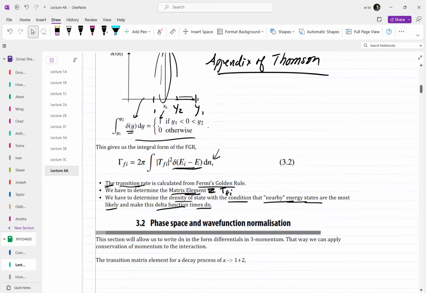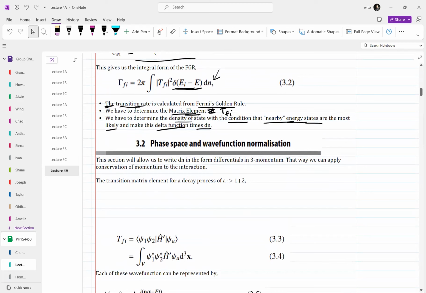All right. Section 2 is where we actually determine what this dn thing is, this differential in the number of particles. So in this section, we're going to write this dn in the form of differentials in three-dimensional momentum instead. So instead of dn, we're going to turn this into some three-dimensional differentials in momentum, okay? That way we can actually apply conservation of momentum to the interaction.